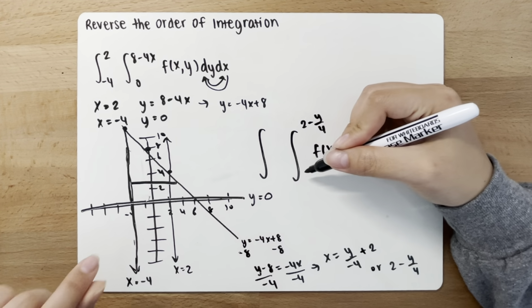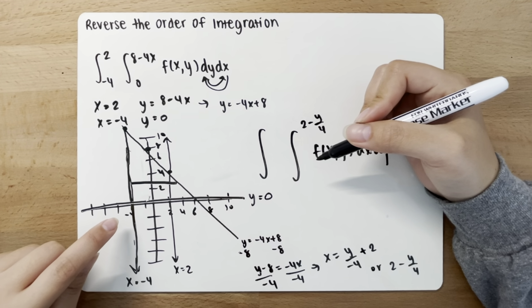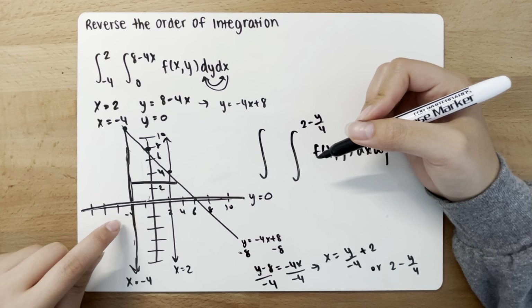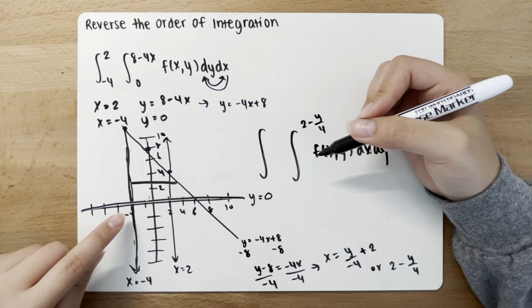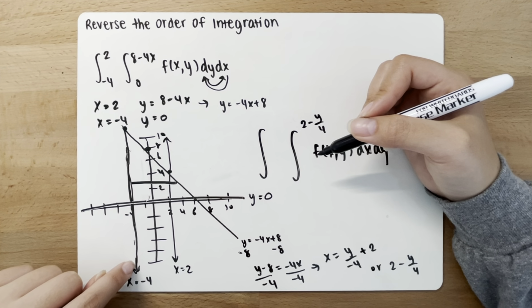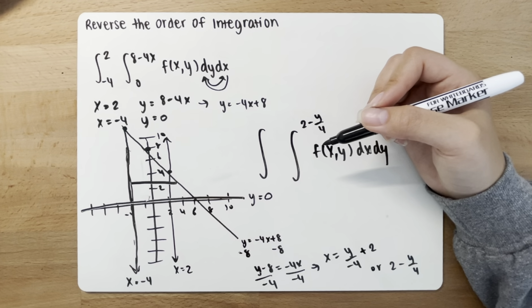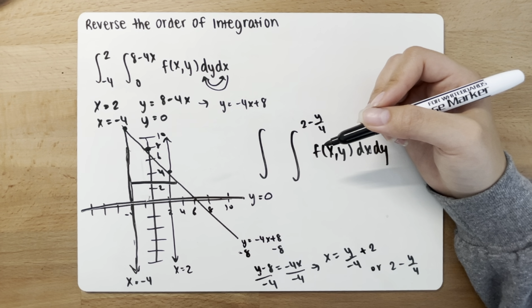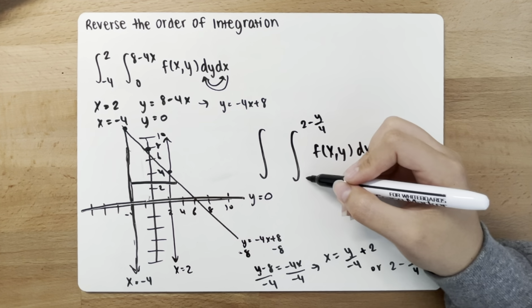To find the lower boundary, you want to see what line determines where the x-axis starts within the region, and it's this line. Therefore, x will equal -4.